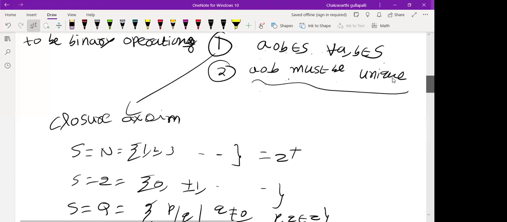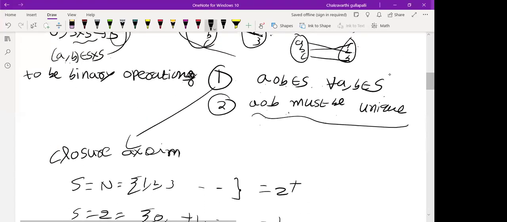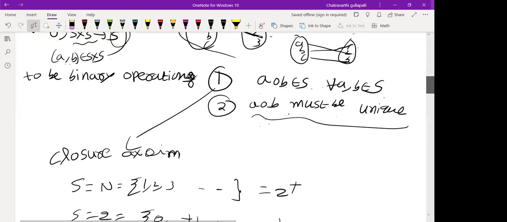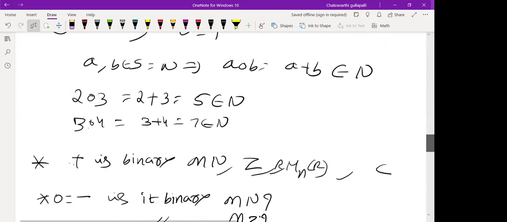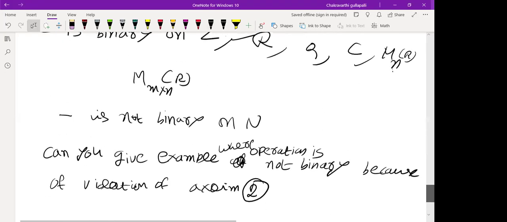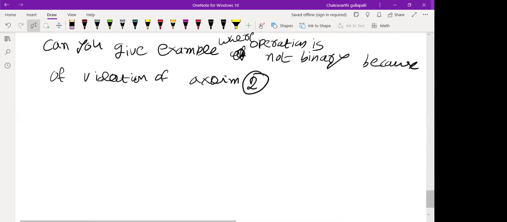Going back to the definition, I said two conditions. This is the first axiom, this is the second axiom. In natural numbers, minus is not binary on N because the first is not satisfied. So A circle B must be unique is the condition. Can you give an example of an operation where A circle B belongs to S, but it is not unique? I am asking you that example. Anyone of you, because you have all completed PG, is it not? So this is very basic. Where axiom 2 is not satisfied, violated.